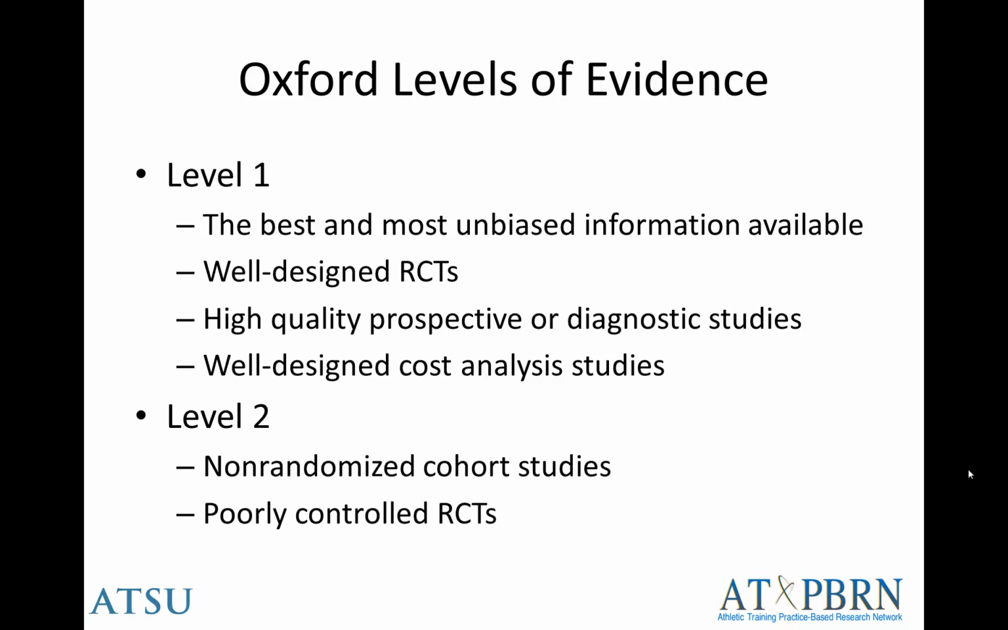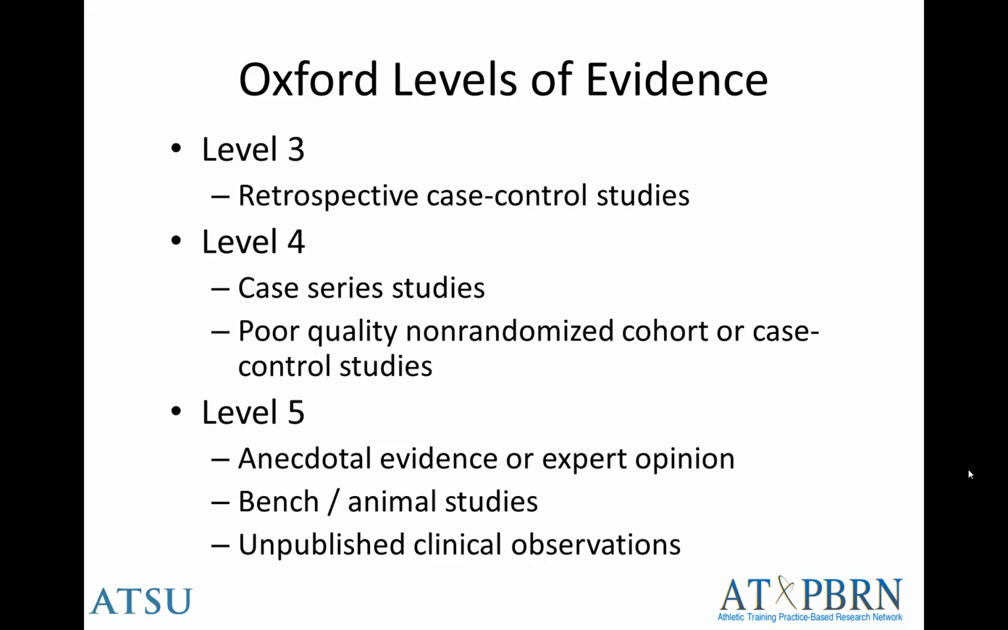If we look at the Oxford levels of evidence, our best level is a level 1, and this contains the best and most unbiased information available. These often include well-designed randomized controlled trials, high-quality prospective or diagnostic studies, and well-designed cost analysis studies. Level 2 can include non-randomized cohort studies and poorly controlled RCTs. Level 3 is often retrospective case control studies, whereas level 4 includes case series and poor quality, non-randomized cohort or case control studies. And level 5 is our anecdotal evidence, expert opinion, bench or animal studies, as well as unpublished clinical observations. And so our levels of evidence fall down the pyramid in the same hierarchy as the study design. The Oxford levels are primarily based off of study design.